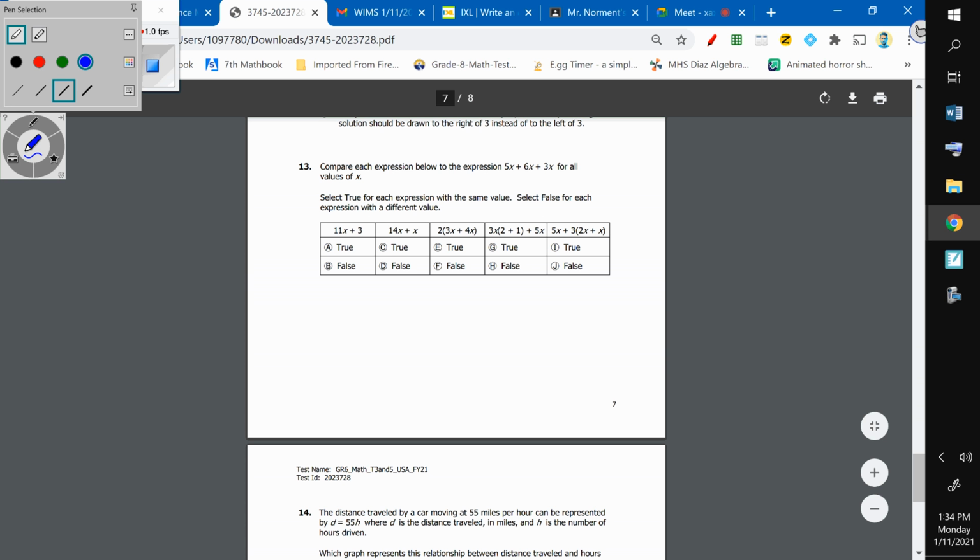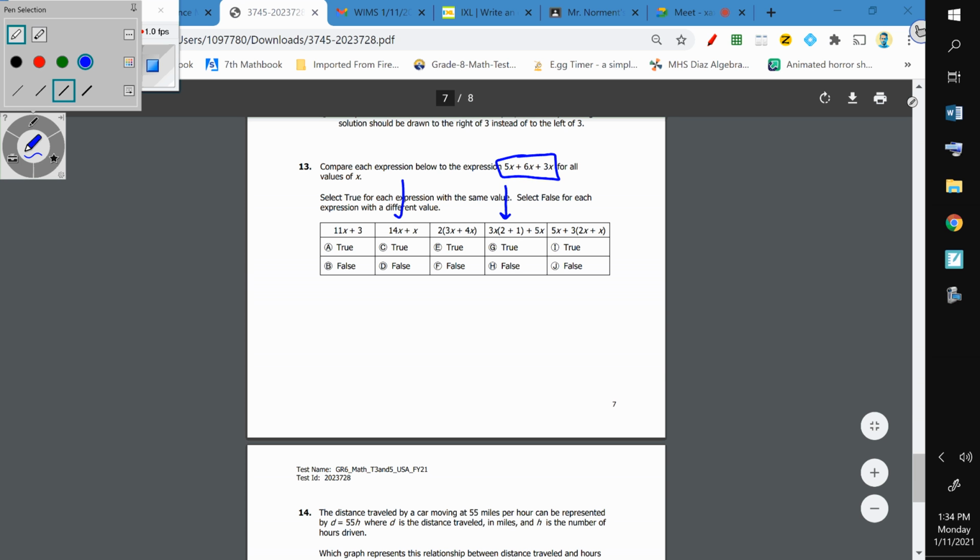Number 13. Compare each expression below to the expression, and they tell you the expression right here, for all values of x. Select true for each expression with the same value. Select false. So I'm going to do two of these. I'm just going to do them randomly. I'm going to do this one, and I'm going to do this one. So here's what we're going to do first. We're actually going to simplify this.